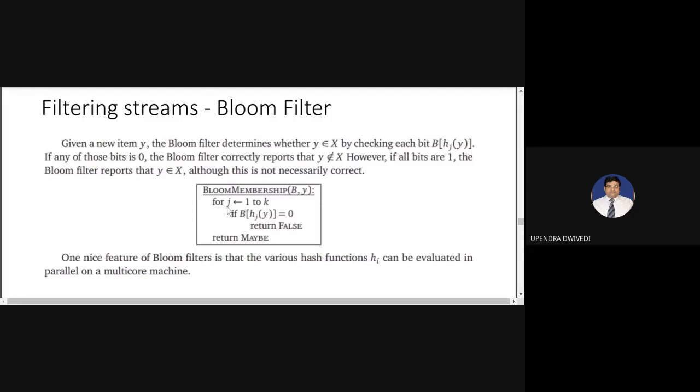So for j, we have defined a variable j. I will run j from 1 to k, and we check whether b of h_j(y), where y is a new item extracted from the stream, is set, treating the output of h_j(y) as a bit array location.